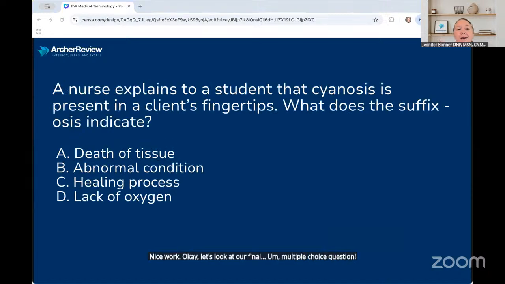A nurse explains to a student that cyanosis is present in a client's fingertips. What does the suffix osis indicate? Death of tissue, abnormal condition, healing process, or lack of oxygen? Osis.